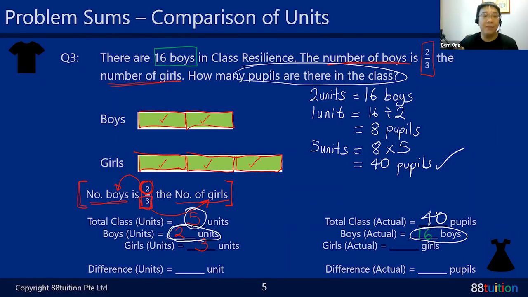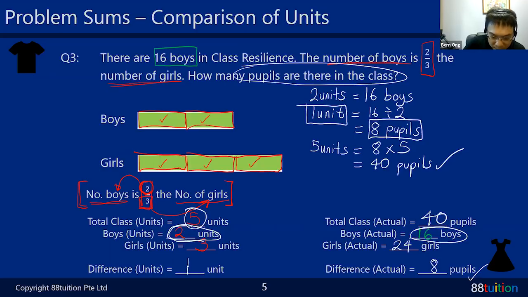And if they ask you for girls, no problem. 40 minus 16, 24. Once you get the number correct, you just make the fair comparison. Once you have the fair comparison, whatever question they ask you, no problem. If they ask you, what's the difference between boys and girls? Difference means big minus small. The girls, 24. The boys, 16. 24 minus 16? 8. And 8 pupils, very familiar. 8 pupils actually refer to 1 unit, right? Is it true that down here is a 1? Yes, it is. Can you see?